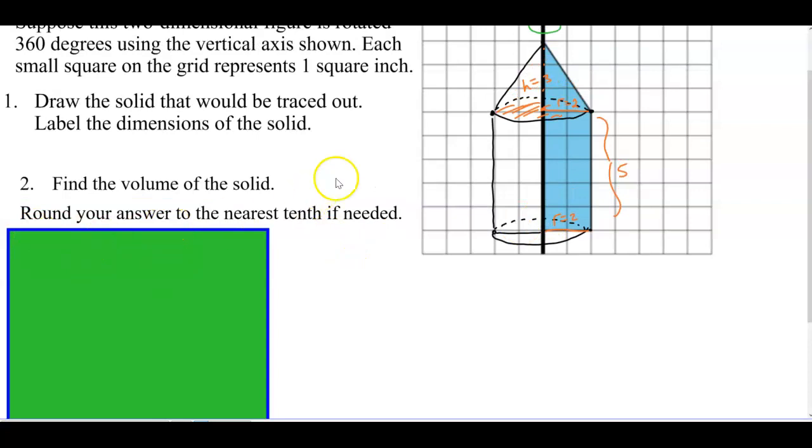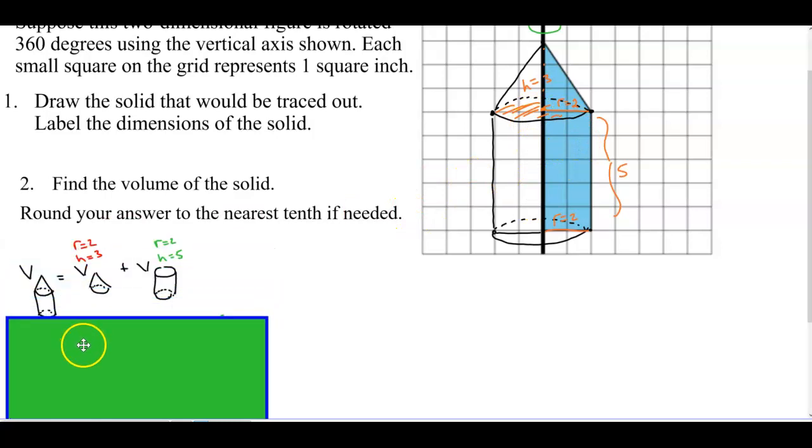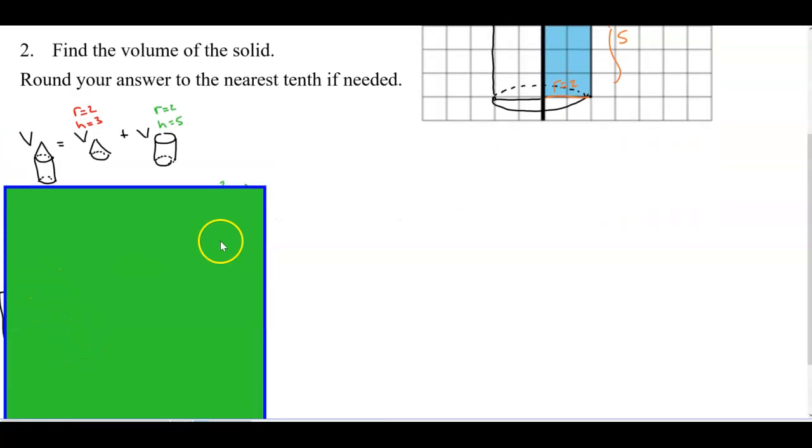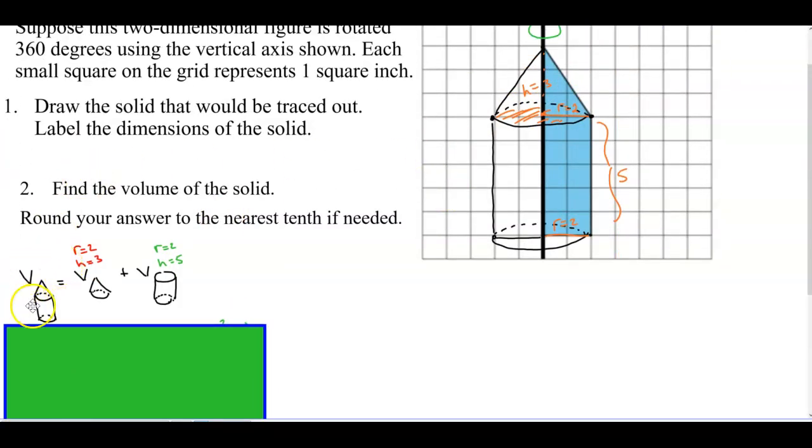All right, so I need to find the volume of this solid, which is really comprised of two solids, a cone and a cylinder. So here's what I did. I like to draw what I call a picture equation to help me view what I'm doing and keep everything straight. So I want to find the total volume of this solid, which is made up of the volume of the cone plus the volume of the cylinder. So I split it up.